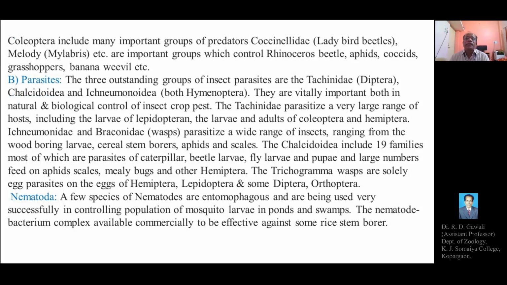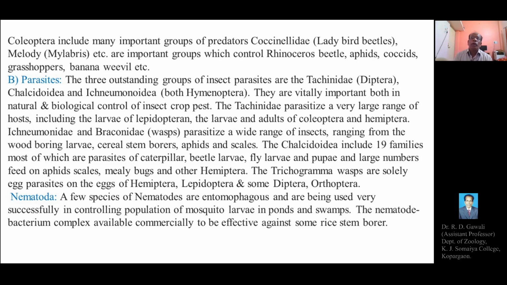Then Coleoptera, this is again one example. The insects like Coleoptera, including beetles. Coleoptera includes many important groups of predators belonging to family Coccinellidae, an example of which is ladybird beetles. Then Meloidae, that is Mylabris, etc., are important groups which control rhinoceros beetles, aphids, coccids, grasshoppers, banana weevils, etc. These beetles are predaceous and will ultimately help in controlling different insect pests.